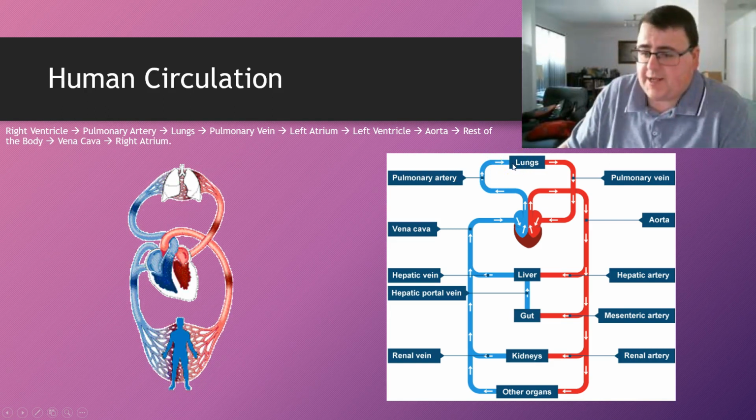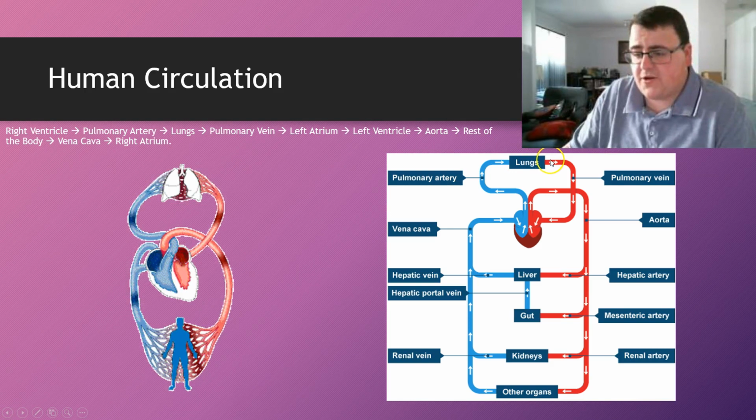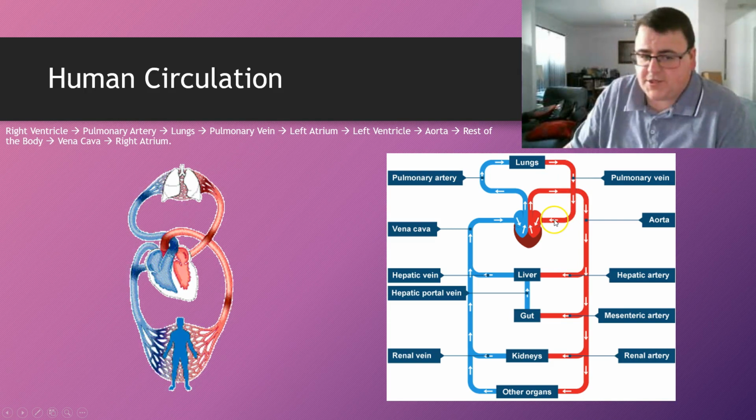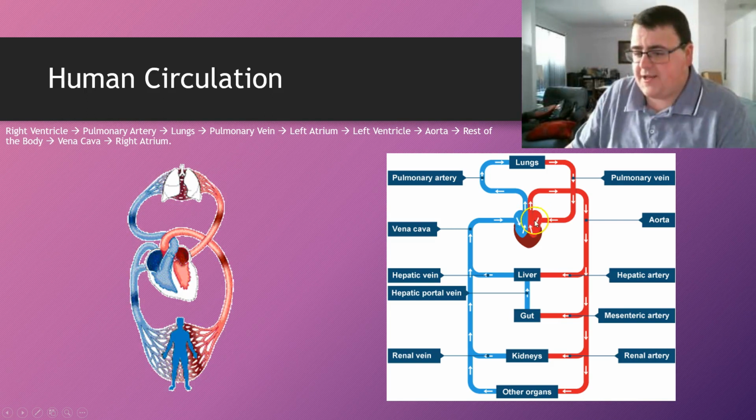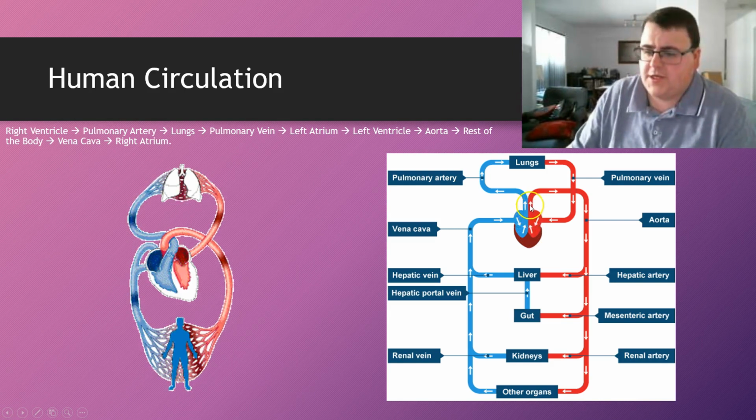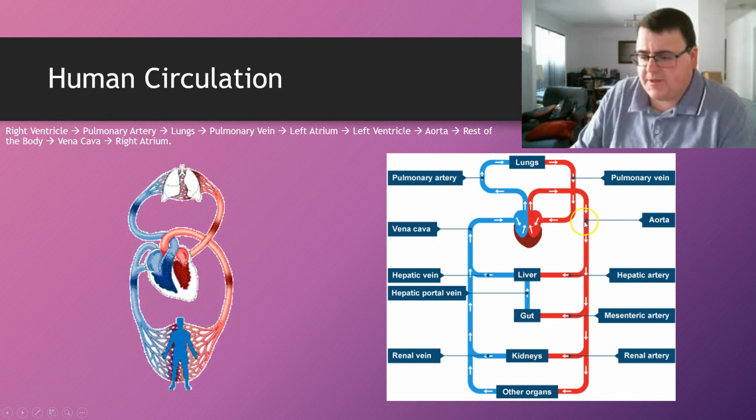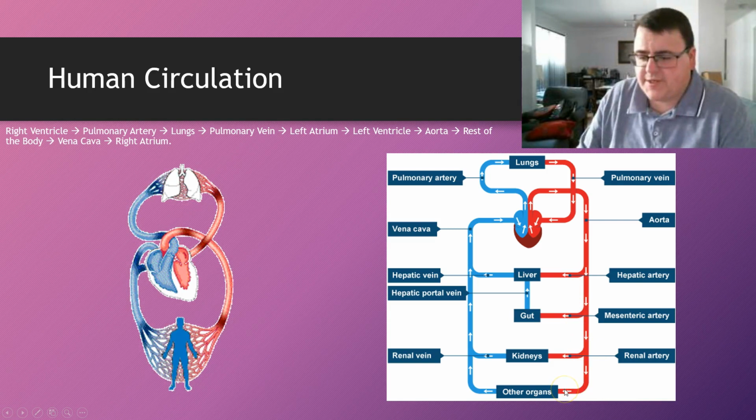It's exchanging oxygen and carbon dioxide with the alveoli sacs. And then it's carrying the oxygen, which is indicated by the fact that we've now got oxygenated blood in red, through the pulmonary vein, right back until we get to the left atrium. So we're entering the heart through the atrium on the left-hand side. Now, immediately that blood is pushed through into the left ventricle, and from the ventricle, it's pushed out of the aorta to the rest of the body. Now, obviously, it's going to split around through hepatic arteries, mesenteric arteries, renal arteries, and other organs through different arteries.